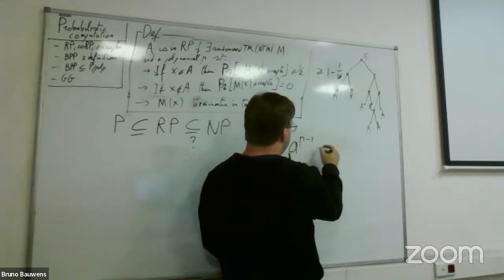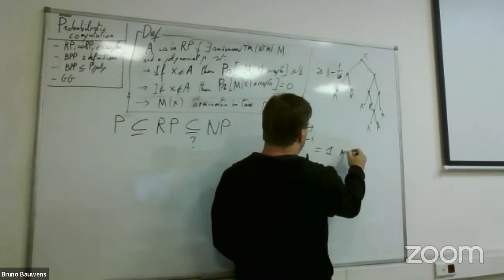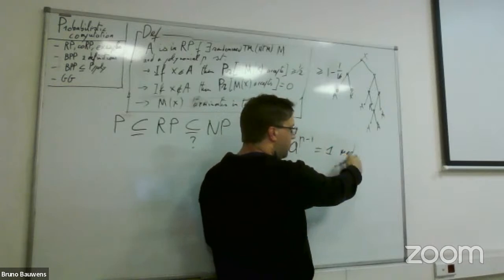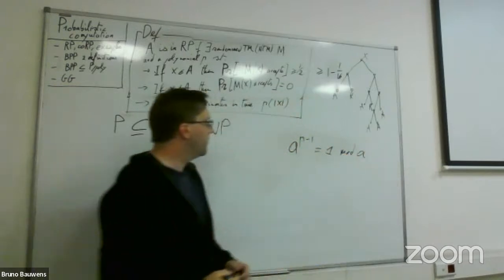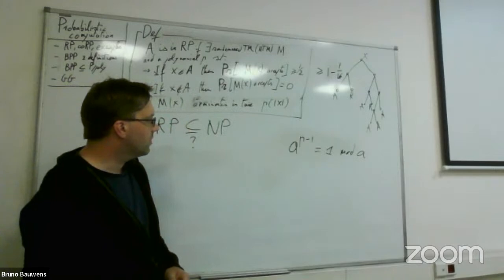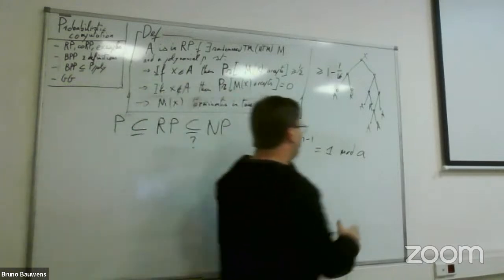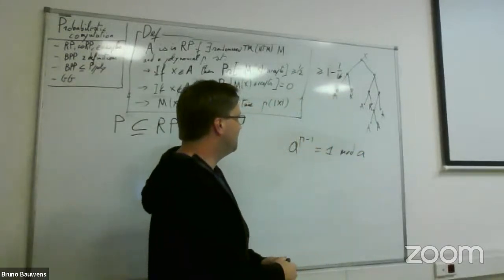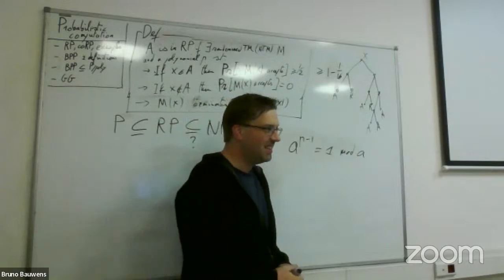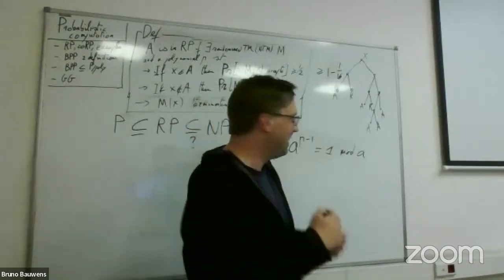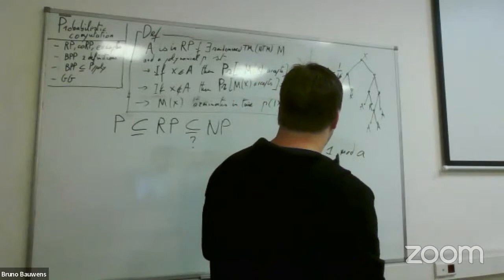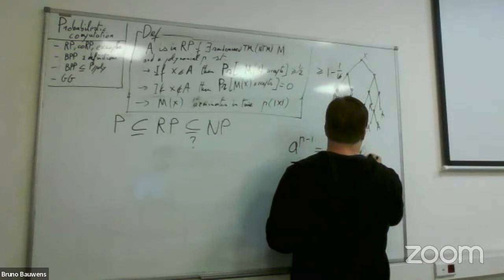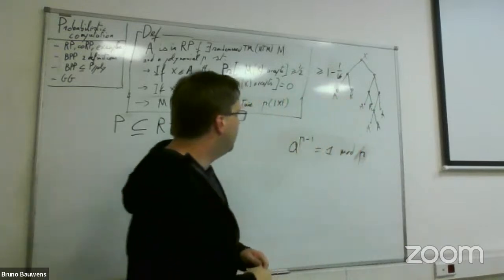A to the power P minus 1 is equal to 1 modulo P, right? I forgot whether it's modulo A or modulo P. Yeah, it's modulo P. It's a nice proof, but now I forgot the details.